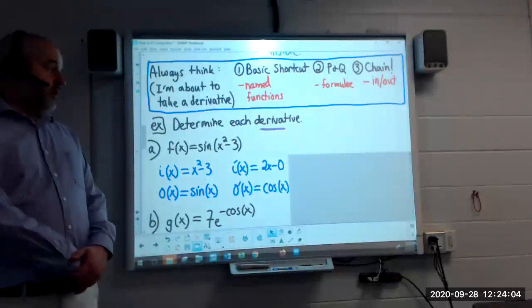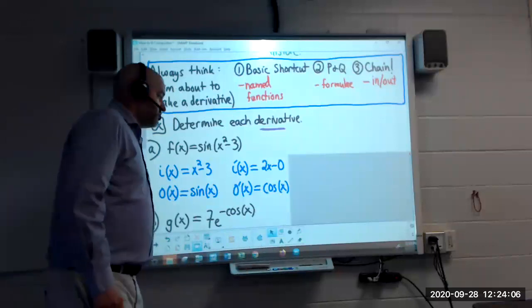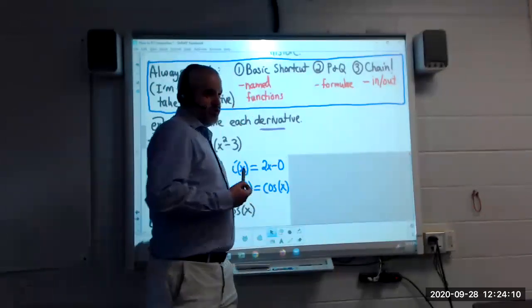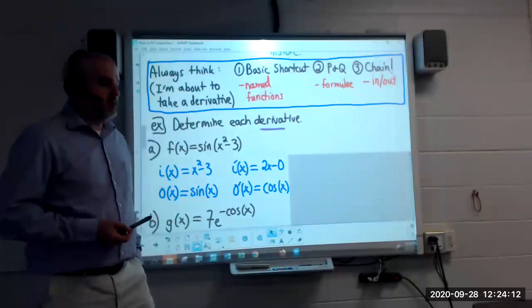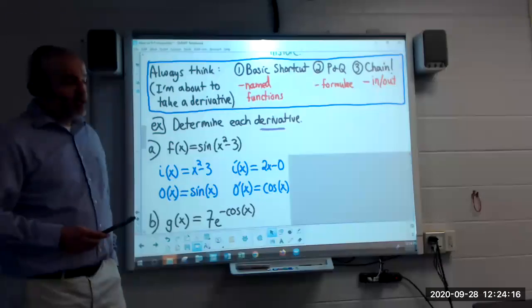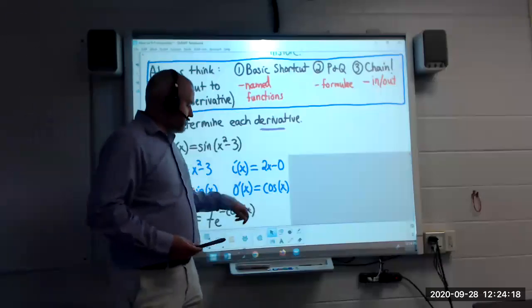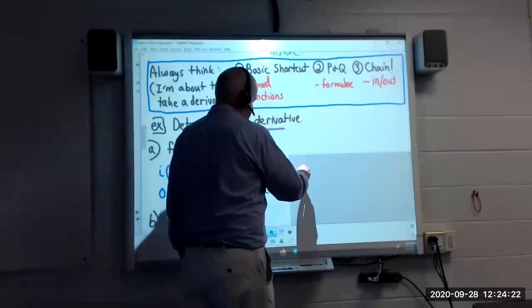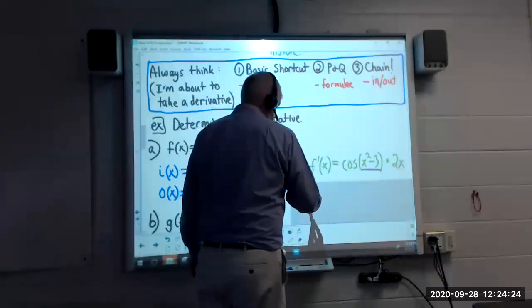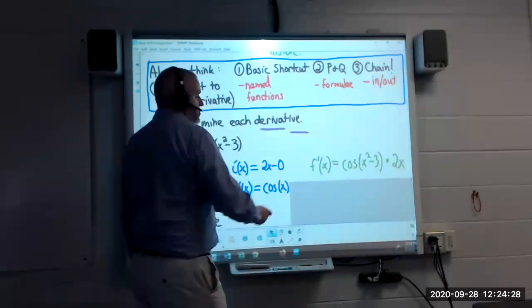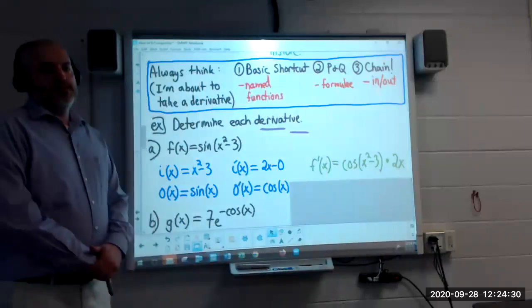When we get to putting everything together, we have those two peculiarities. So the first one is we're multiplying. What are we multiplying together? We're multiplying these derivatives. The second peculiarity is we're not going to have a cosine of x in our answer. We're going to have a cosine of x squared minus 3.